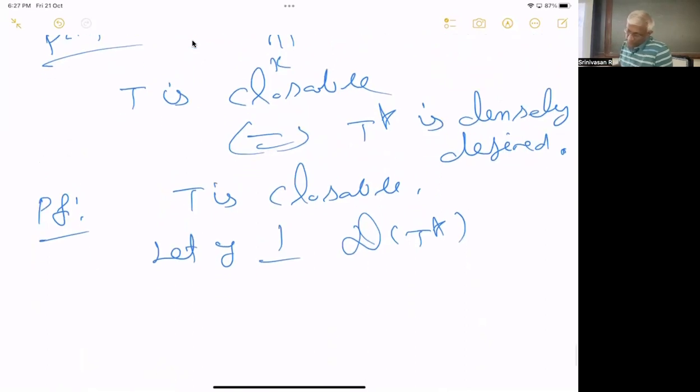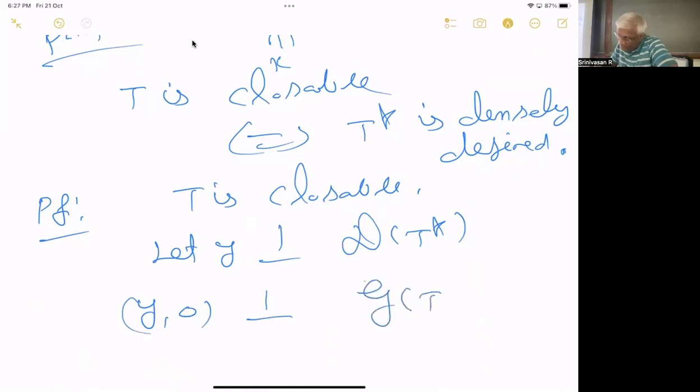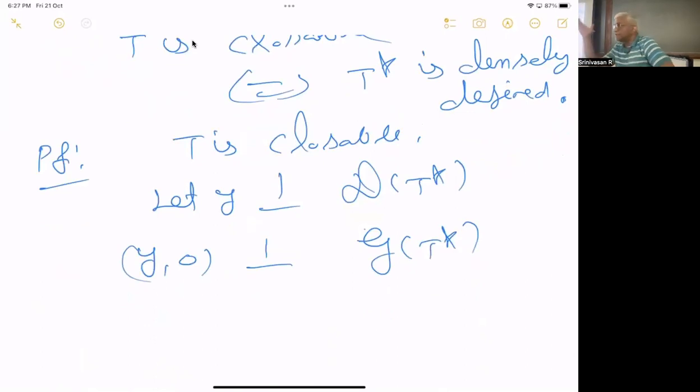So suppose Y is orthogonal to the domain of T star. Consider this (Y, 0). This is certainly orthogonal to the graph of T star, right? The graph of T star will contain something, some (Z, T star Z). And Y is orthogonal to Z, and 0 is orthogonal to everything. So this is orthogonal to the graph of T star.